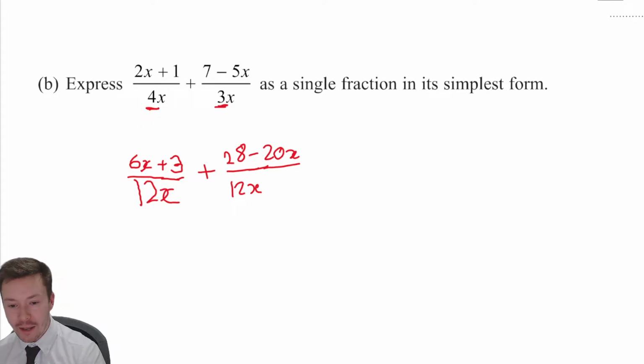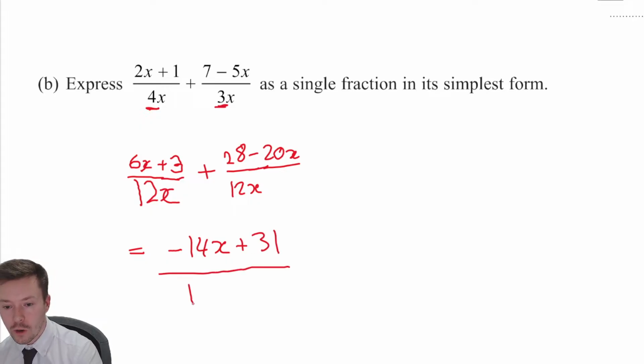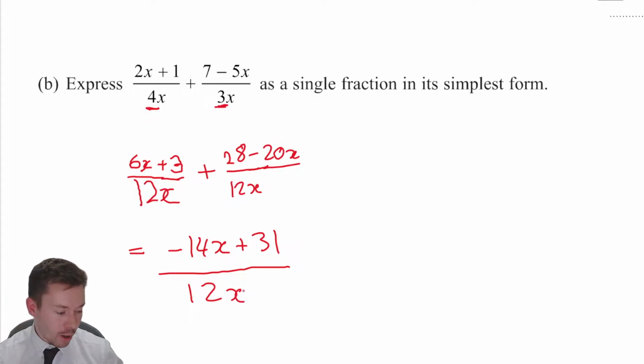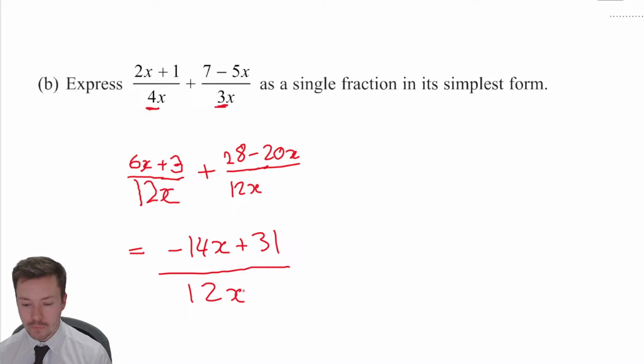And now we can add the numerators. So I've got 6x minus 20x is going to give me minus 14x. 3 add 28 is 31 over 12x, which is a bit horrible, I'm going to be honest. But that is the right answer. That is what we need to get. So, yeah, there we go.